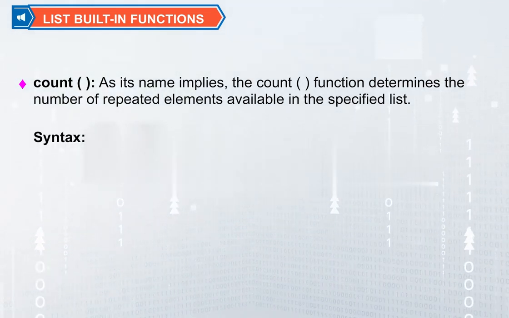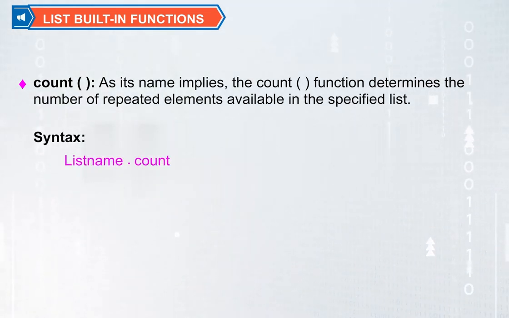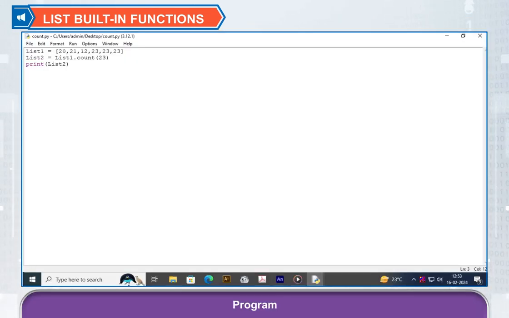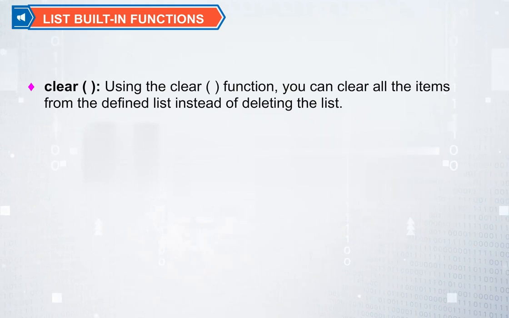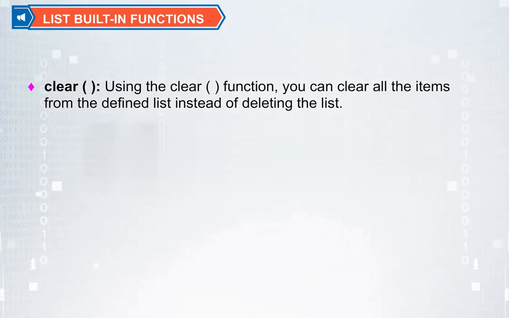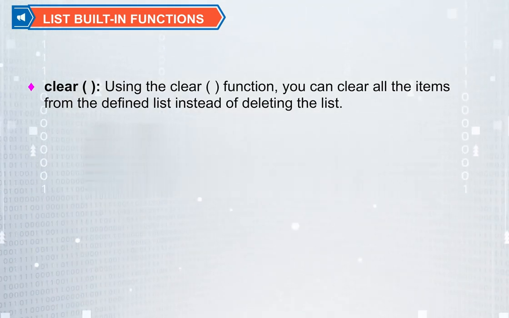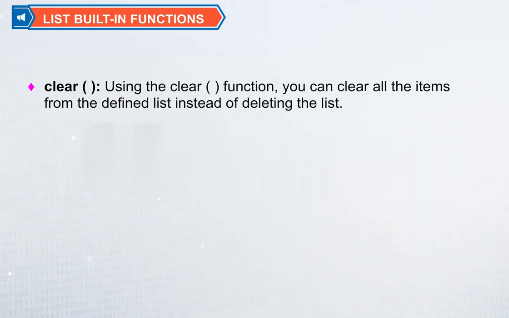Count. As its name implies, the count function determines the number of repeated elements available in the specified list. Syntax: list_name.count(item). Program. Output. Clear. Using the clear function, you can clear all the items from the defined list instead of deleting the list. Syntax: list_name.clear().